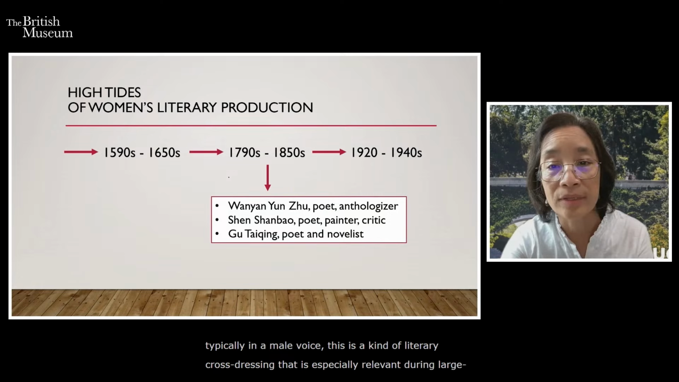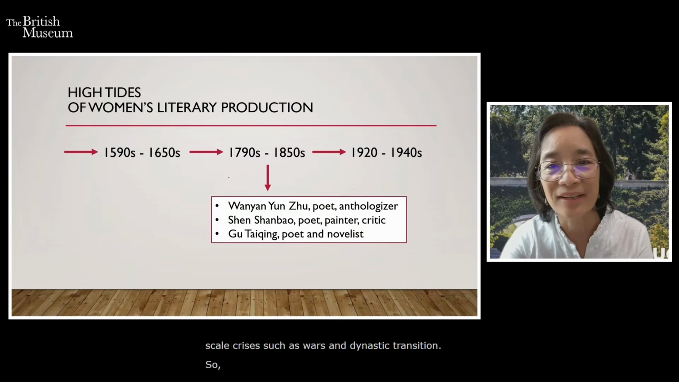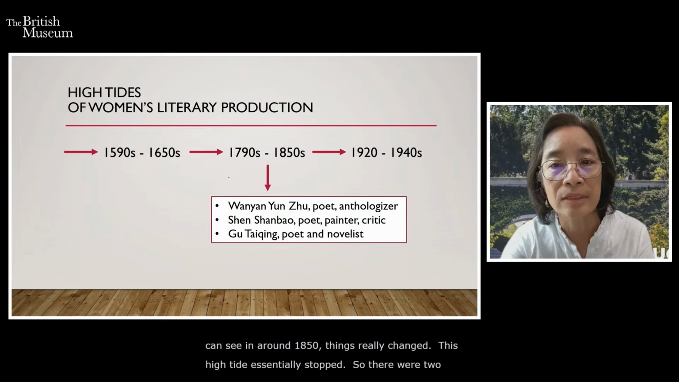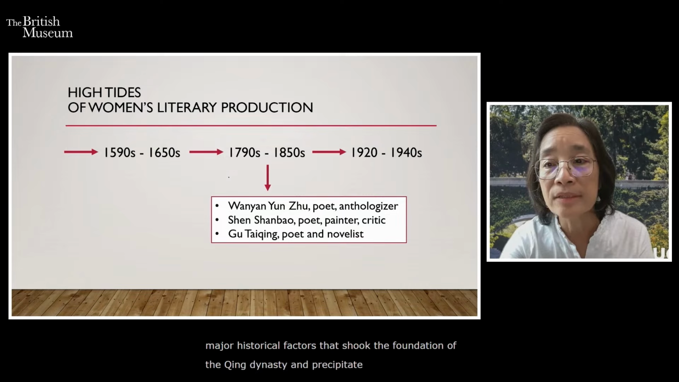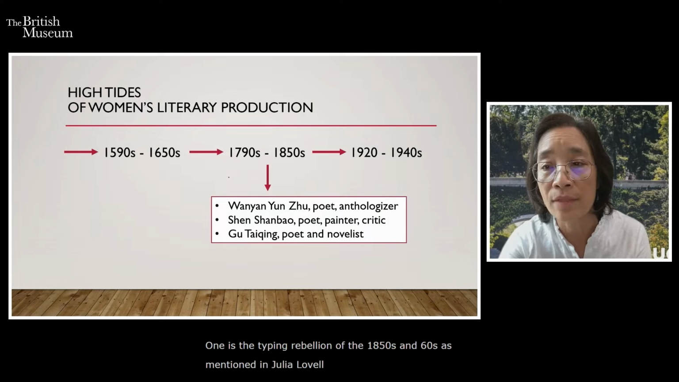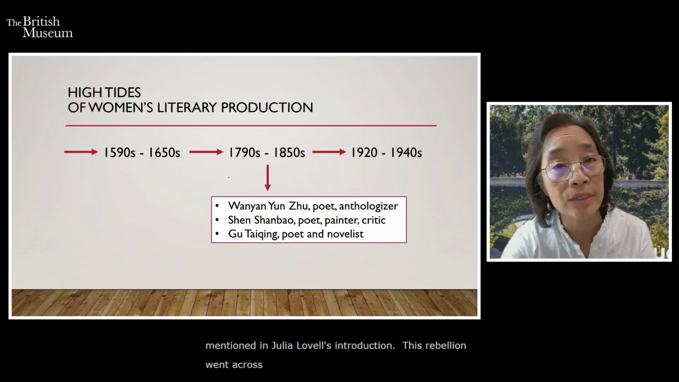So now I move on to the end of the dynasty. You can see in around 1850, things really changed. This high tide essentially stopped. So there were two major historical factors that shook the foundation of the Qing dynasty and precipitated radical changes. One is the Taiping Rebellion of the 1850s and 60s, as mentioned in Professor Lovell's introduction. This rebellion laid to waste large swaths of the country. Especially hard hit was the Yangtze Delta region, the heart of female learning.